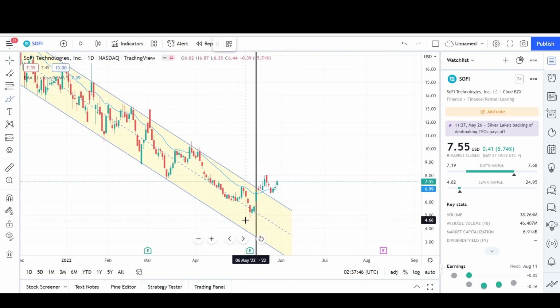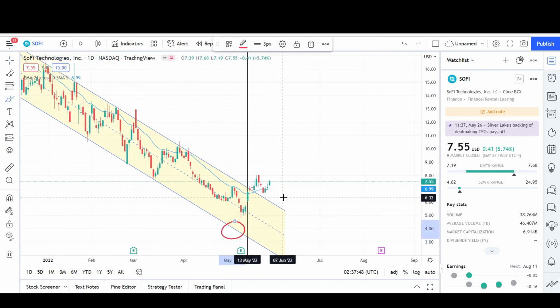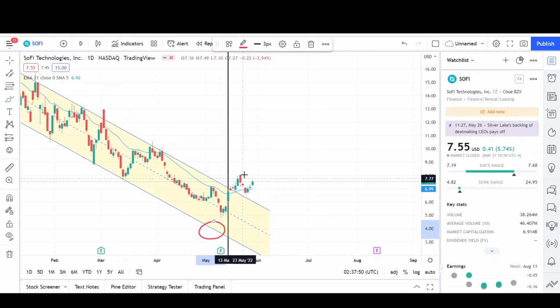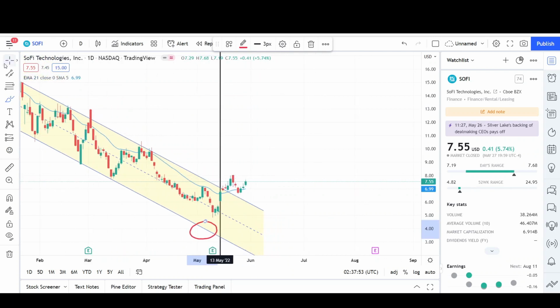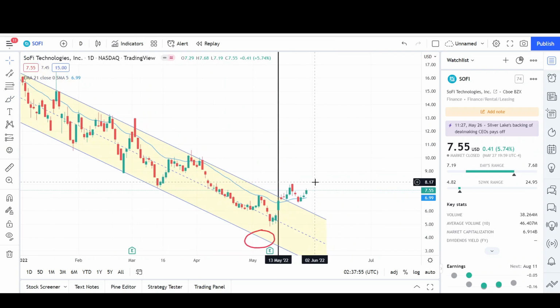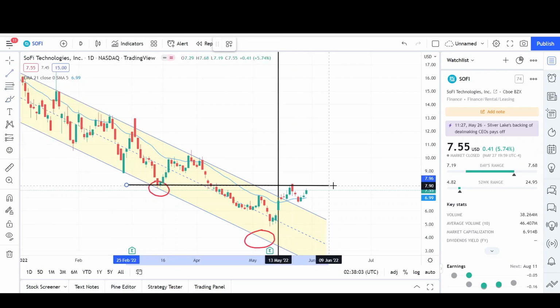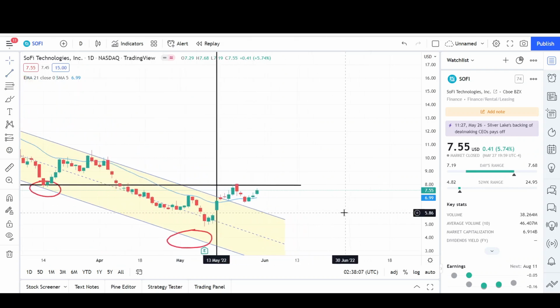So we did come up short of this side of the channel, and we were expecting a breakout on the top side. That's exactly what happened, and you can see that prices came back right to this previous support, which now turned into resistance. Just a small one, a temporary resistance. So prices did come back to this $8 level and got rejected off of it.